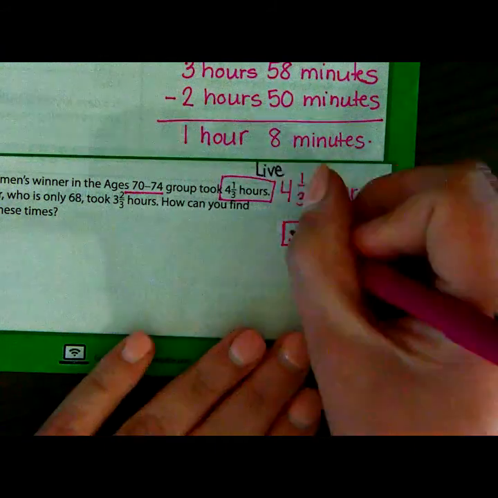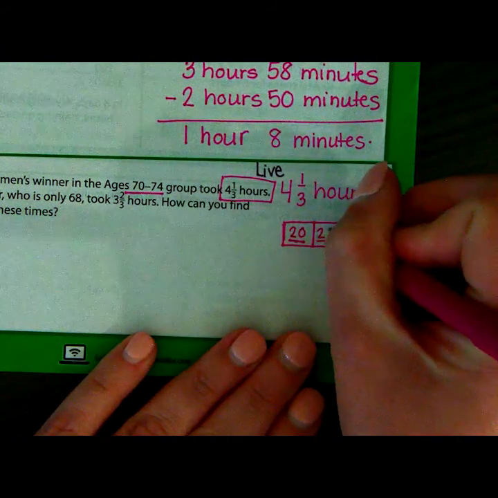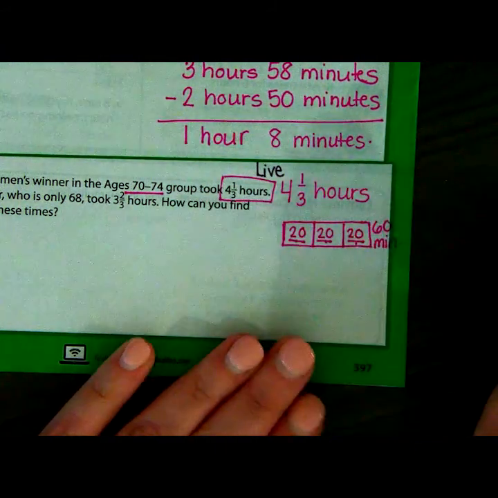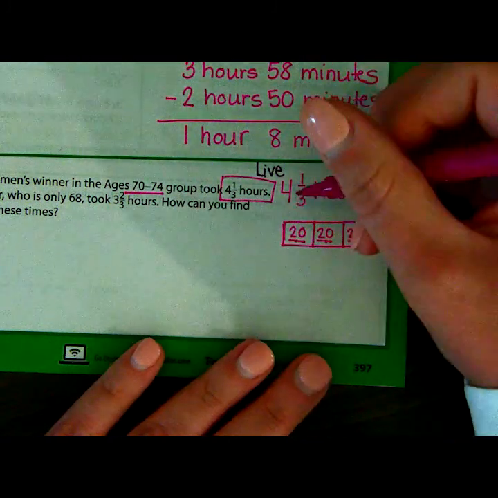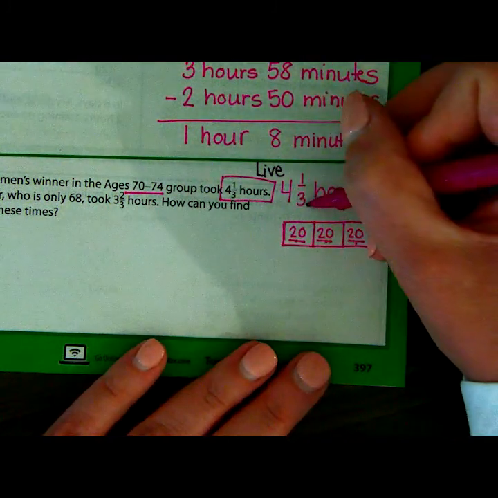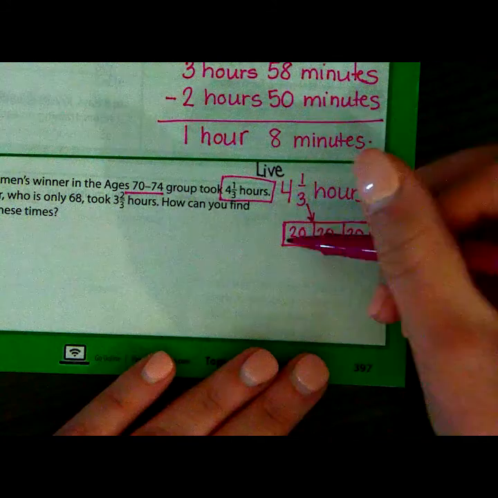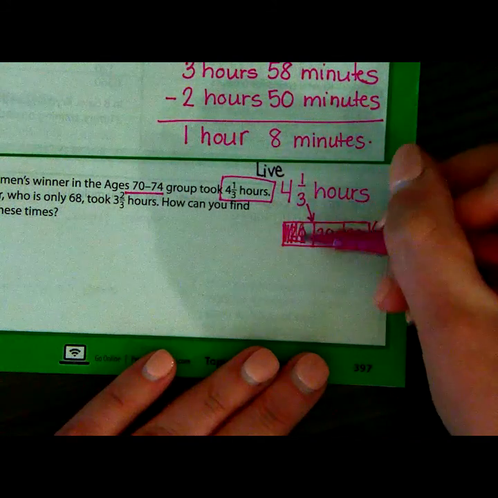20, 40, 60. So that's just something that we need to understand, guys, that if we're given 4 1/3 hours, that 1/3 refers to just one of these sections, so 20 minutes, right? 4 hours and 20 minutes.